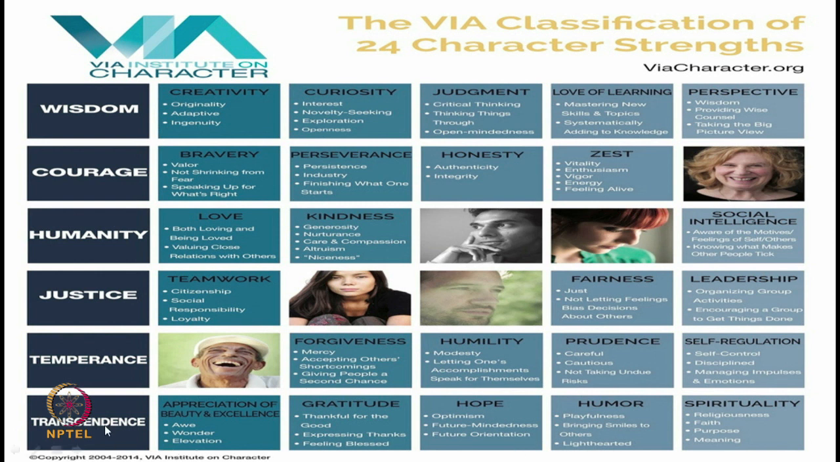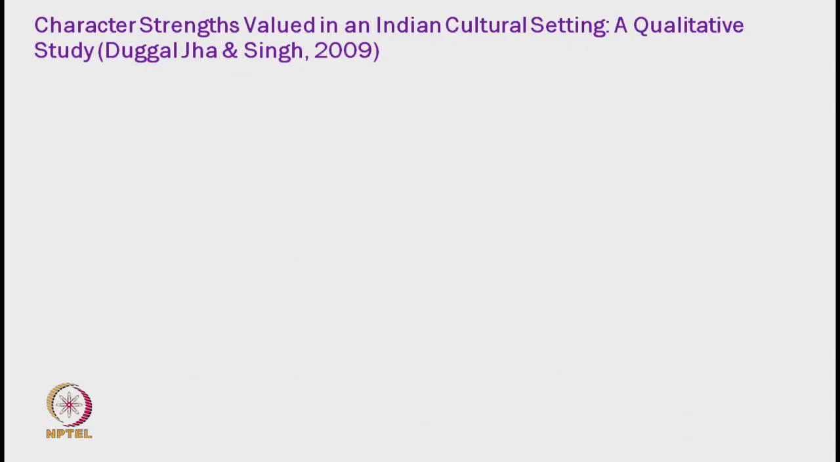The last one is transcendence. Appreciation of beauty and excellence is the first character strength of this virtue: wonder or elevation. And the next one is gratitude: thankful for the good, expressing thanks, feeling blessed. Hope: optimism, future-mindedness and future orientation. Next is humor: playfulness, bringing smiles to others and being lighthearted. Spirituality is the last one: religiousness, faith, purpose and meaning. So, this way they defined these 24 character strengths.